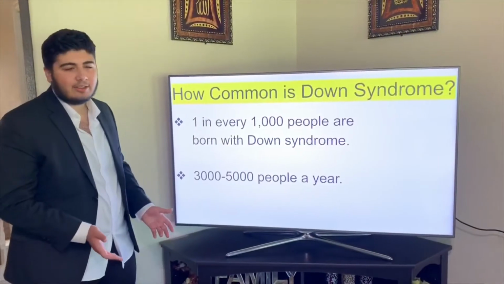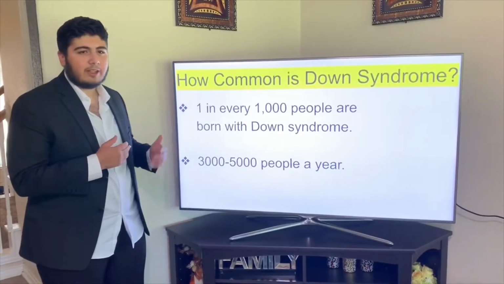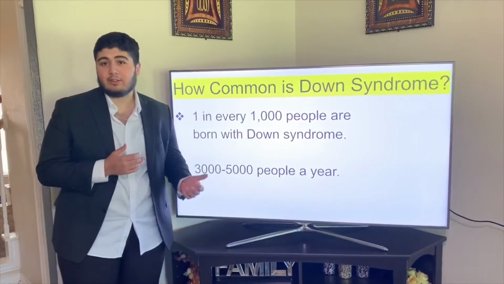So how common is Down syndrome? 1 in every 1,000 people are born with Down syndrome. So that's approximately 3,000 to 5,000 people born with Down syndrome each year.